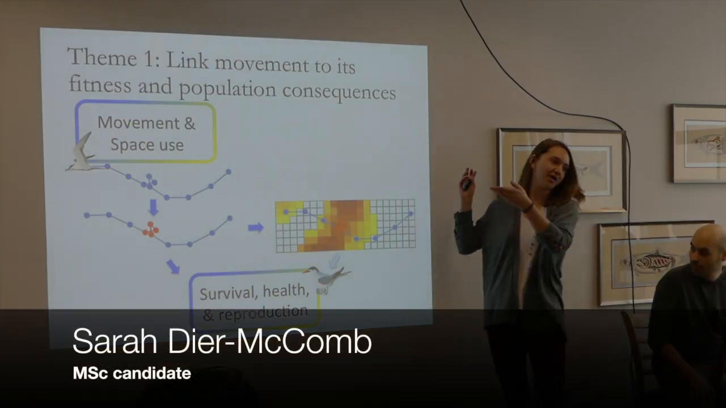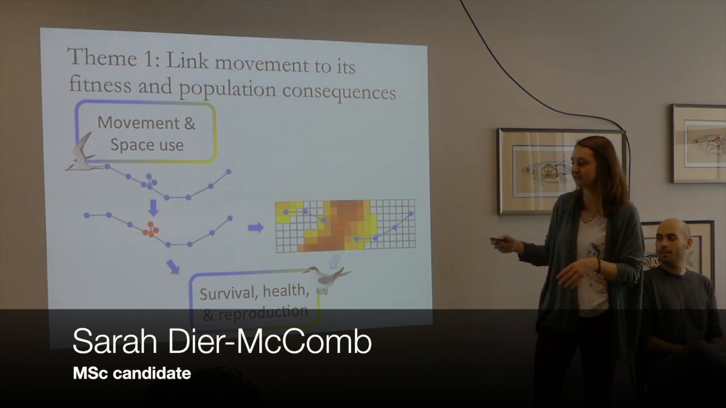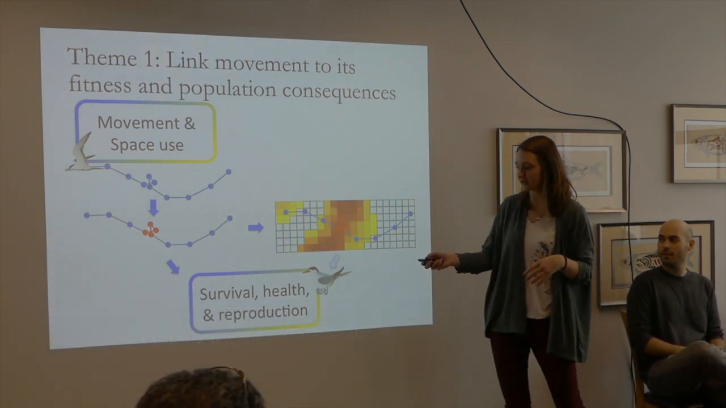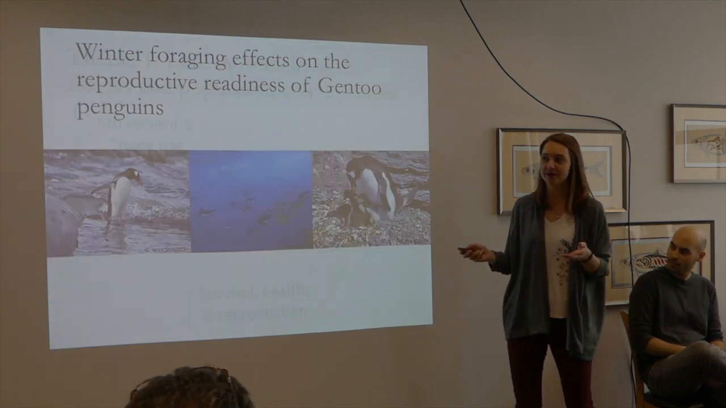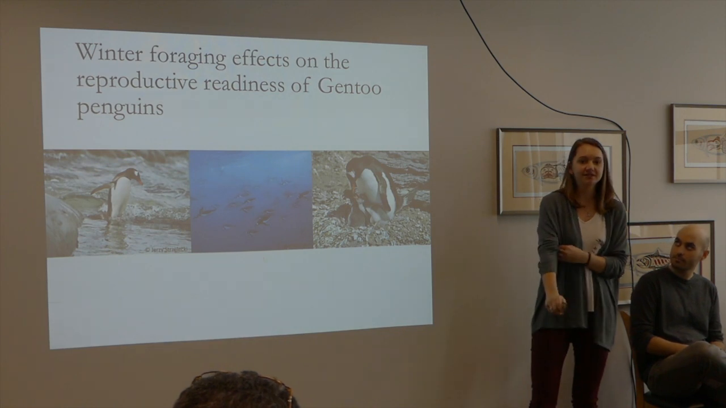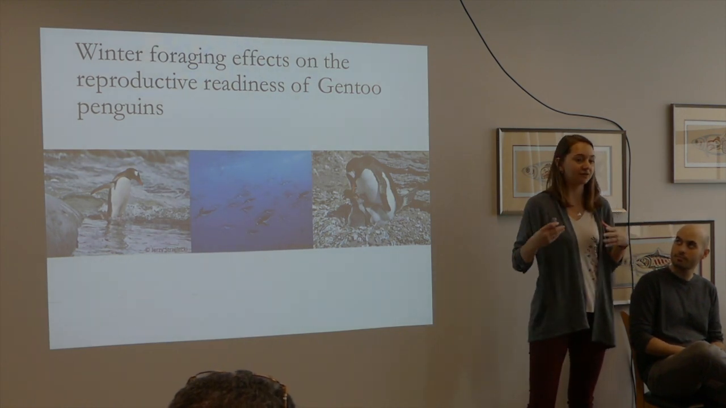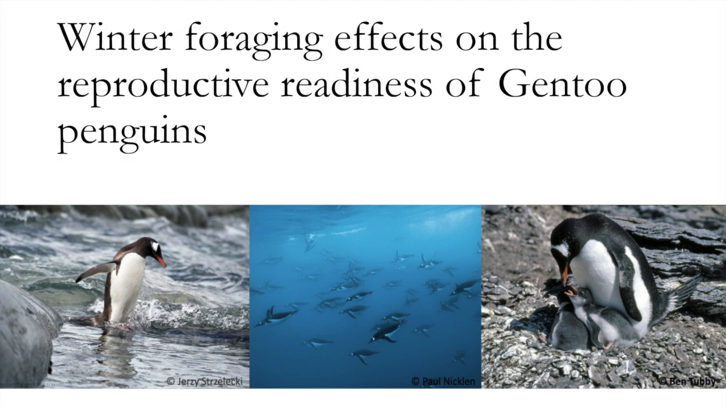So to continue on with theme one of linking movements to fitness consequences, my project more directly relates them to the animal's fitness. So for this, we're going to talk about the gentoo penguins. And gentoo penguins are interesting because they are facing a lot of anthropogenic threats. There's fishing, they can be caught as bycatch, and there's also a lot of oil exploration in their habitats. So they do have a lot of human activities in their areas.